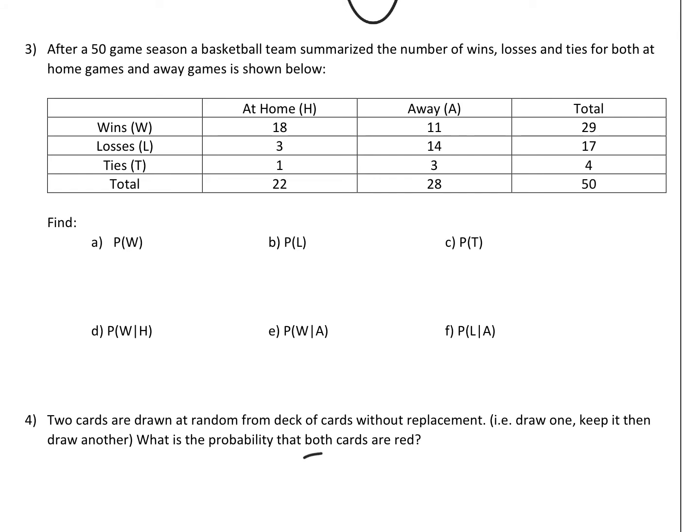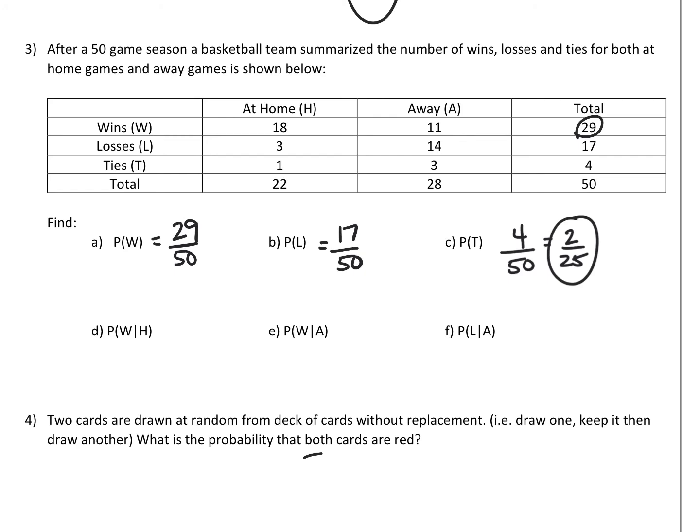So the probability of getting a win is out of my 50 games, I won 29 times, so 29 out of 50. The probability of getting a loss, so out of my 50 games, how many losses did I have? 17. And how many ties? Out of my 50, I had 4. That reduces now to 2 out of 25. Okay, now let's look at some conditional probabilities.